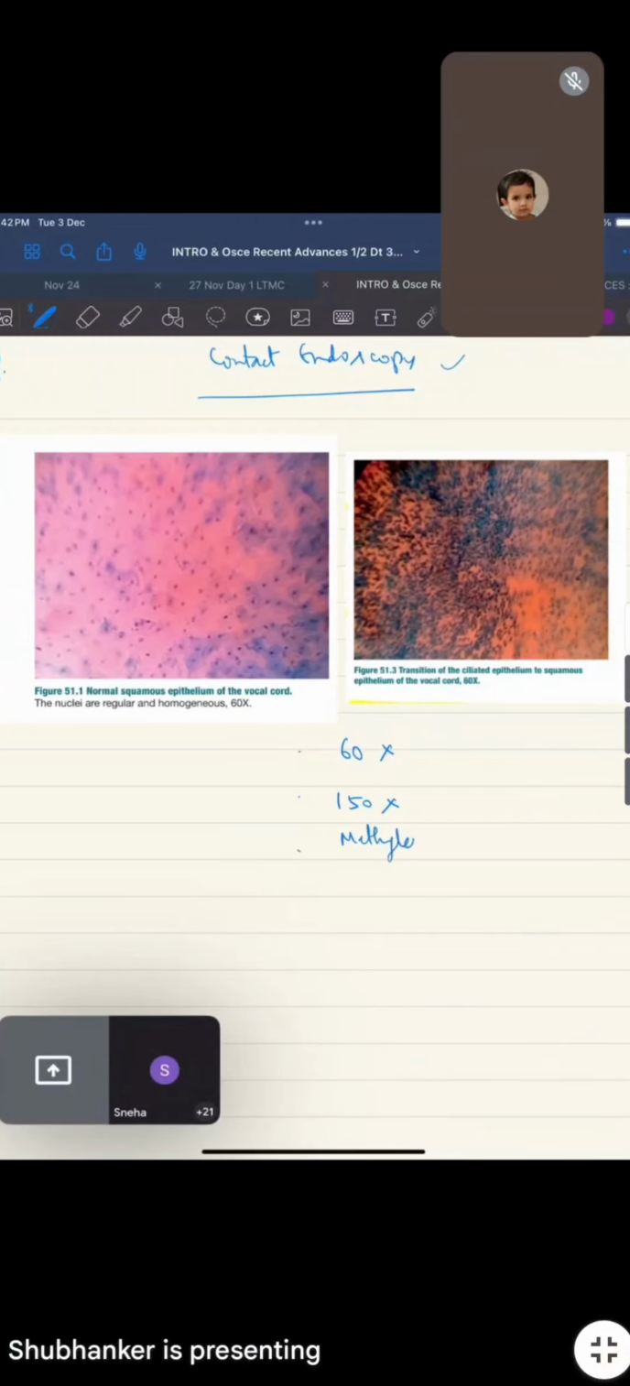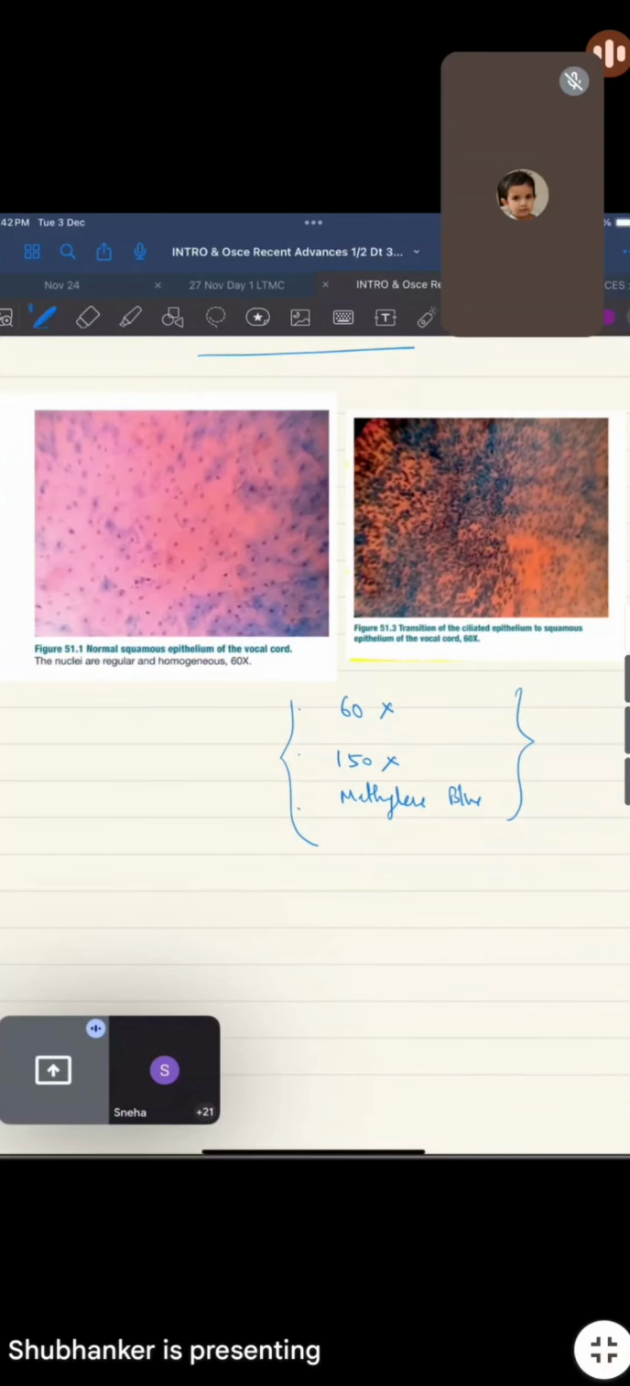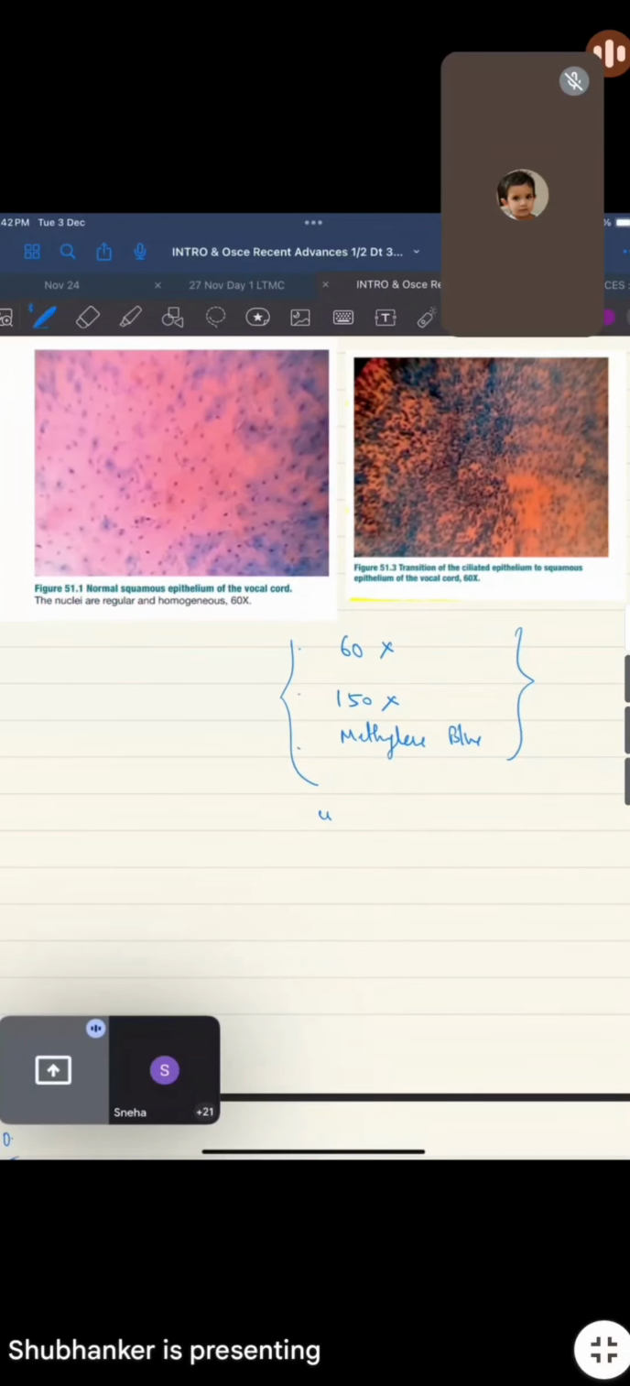Okay. So when you read this contact endoscopy chapter, though it is around 4-5 pages in Scott Brown, just go through it once, brush through it, see the images, and remember these 3 points. You have to identify which investigation is given, and what questions can be asked. Apart from that, uses can be asked. Principle can also be asked.